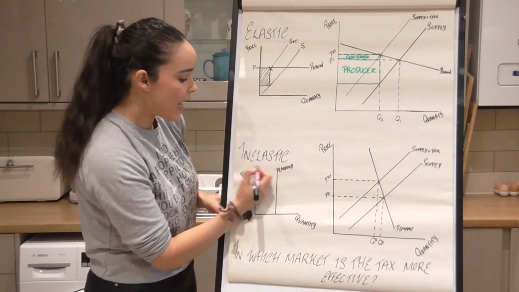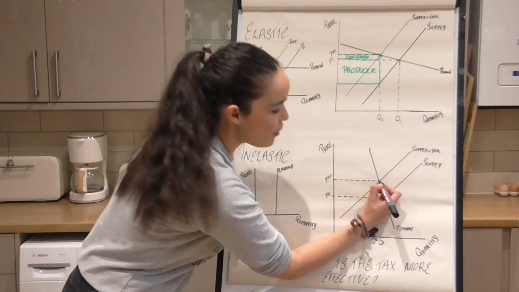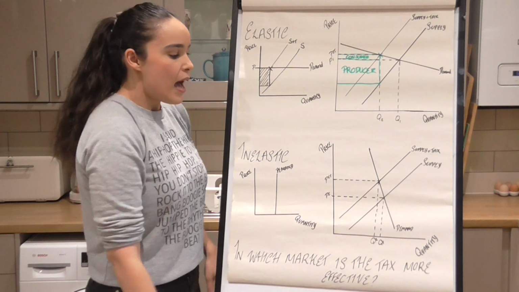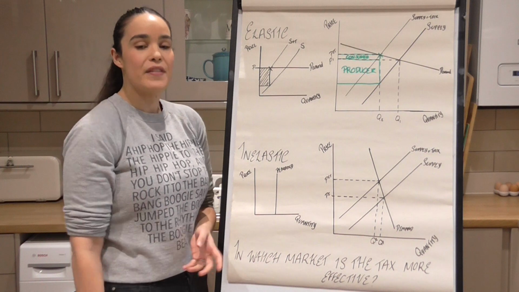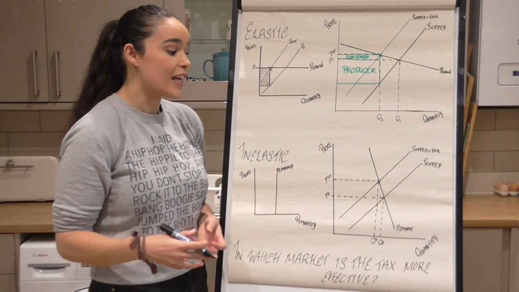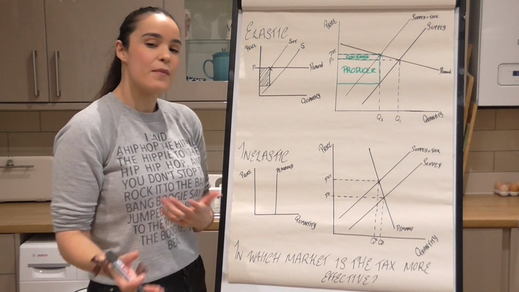And then we have a look at inelastic. Well, we just find it exactly the same way here. So we go from our new equilibrium. And actually, do you know what? It might be a really fun exercise for you to do this on your own to start off with. Show me the incidence of the tax, who's going to pay more and why are they going to pay more. Pause the video, have a go, and then we'll go through it together.